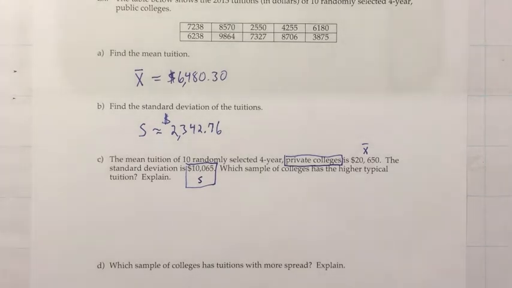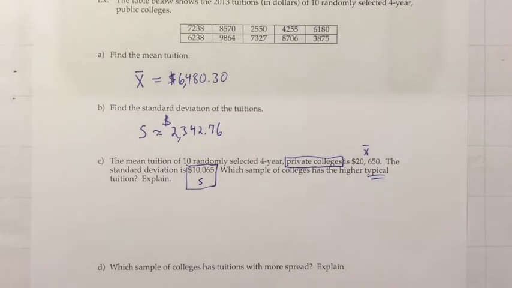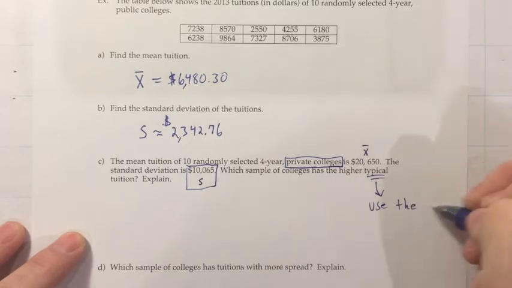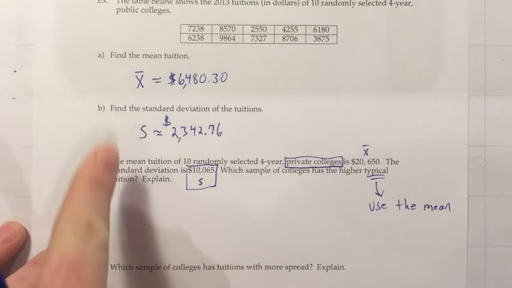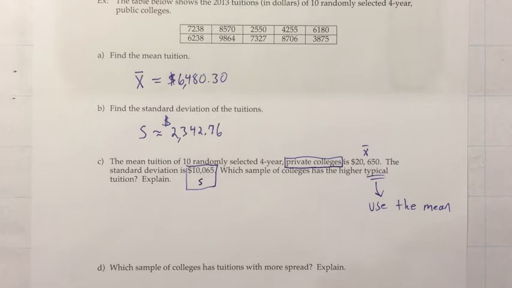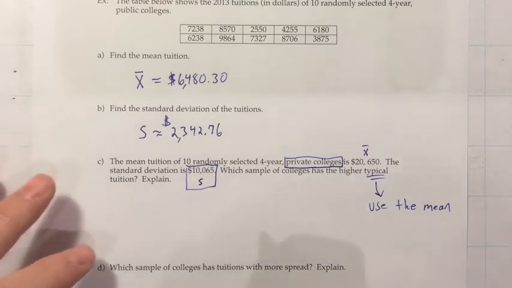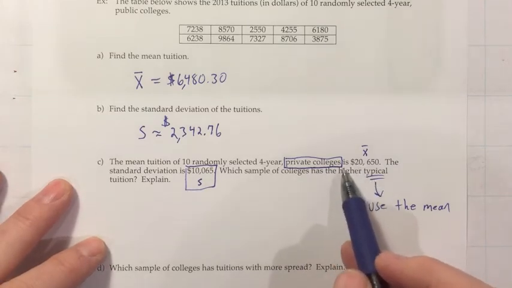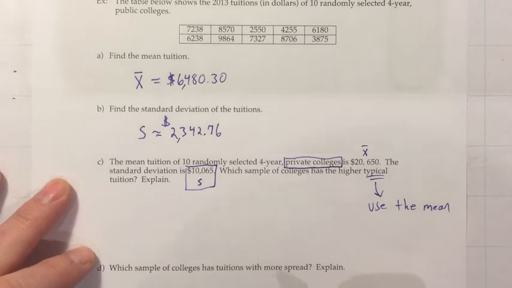So the thing you want to think about there is what's a better measure of typical tuition, X bar or S? X bar is a measure of center, which makes more sense for the word typical. Standard deviation is a measure of spread, so I wouldn't use standard deviation to measure which one had a higher typical tuition. I would use the mean. I would also be willing to use the median, but because they just gave us the directions to find X bar and S, I think it makes sense to take advantage of what we are given, so I would use the mean, and then I would answer that private colleges have typically higher tuition because the average for the private colleges is much higher than the average for the public colleges.